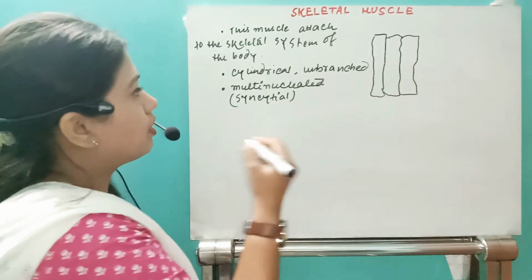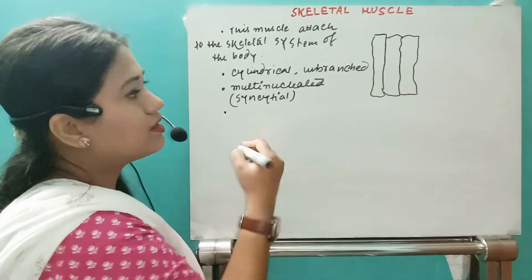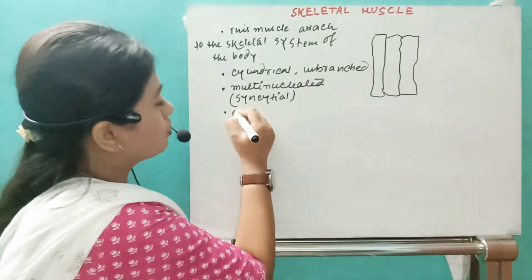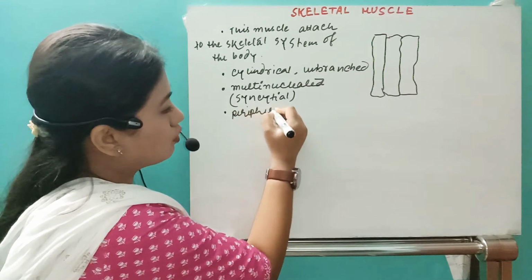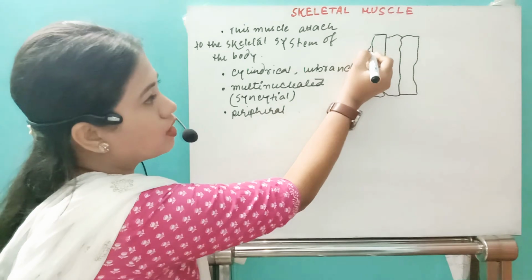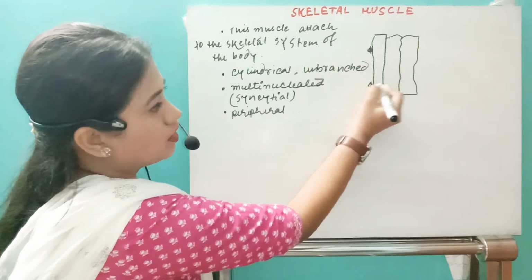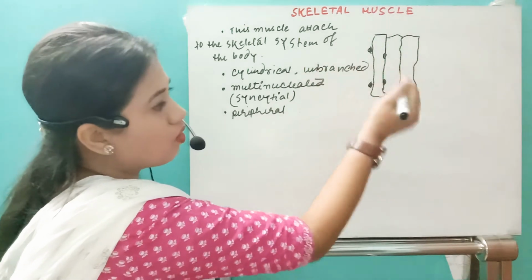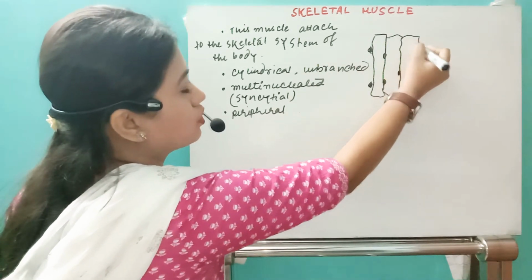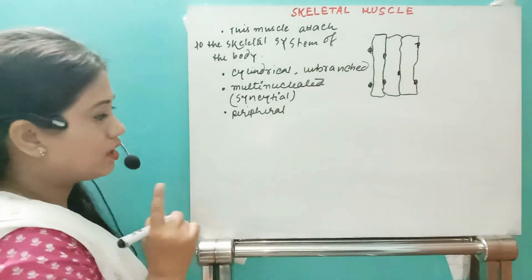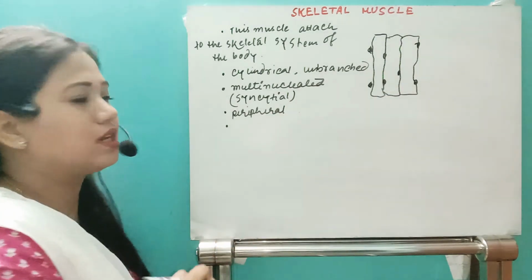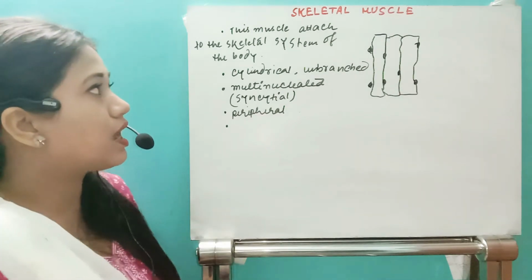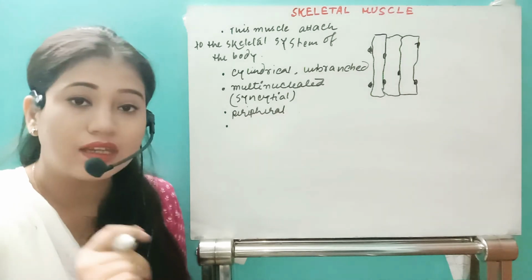Okay. Fourth thing, we need to know where this nucleus is located in the cell. Remember, it is always going to be peripheral. Okay, so that means the nucleus will be present here, on the periphery. Suppose this is the muscle, on the periphery it is going to have the nucleus, right? This is a very important thing. It is a peripheral nucleus.